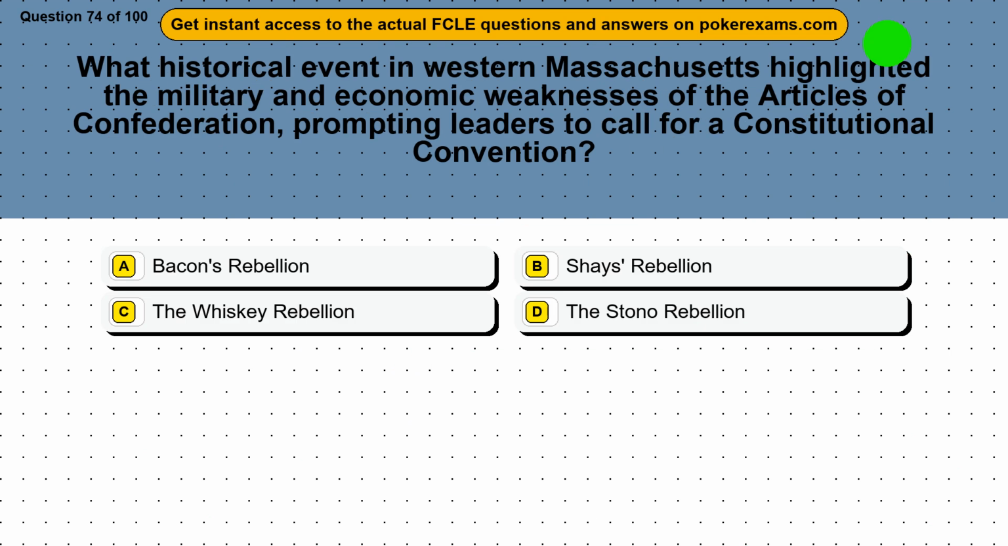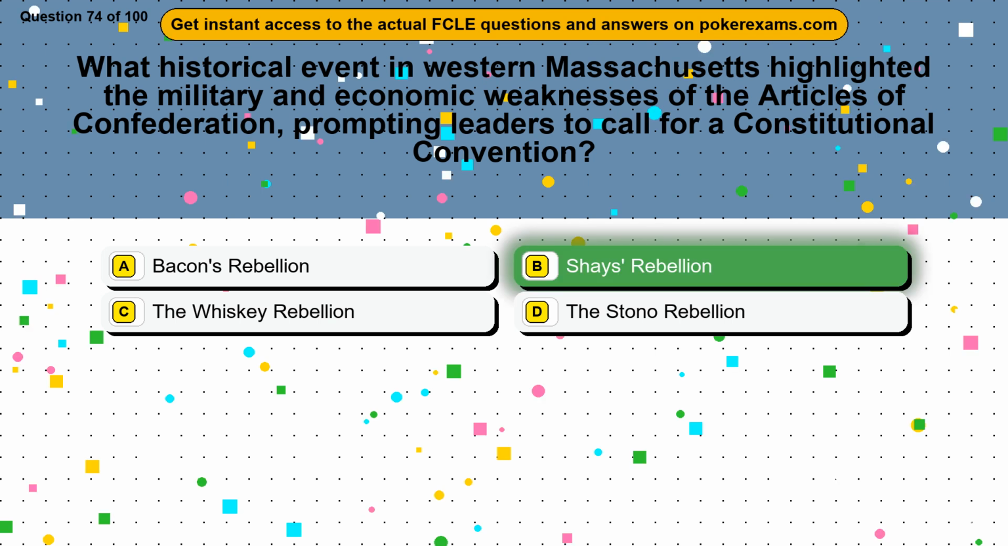Question 74. What historical event in Western Massachusetts highlighted the military and economic weaknesses of the Articles of Confederation, prompting leaders to call for a constitutional convention? Option A, Bacon's Rebellion. Option B, Shays' Rebellion. Option C, the Whiskey Rebellion. Option D, the Stono Rebellion. The correct answer is option B, Shays' Rebellion.